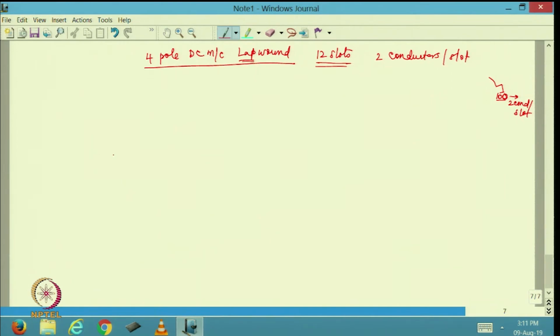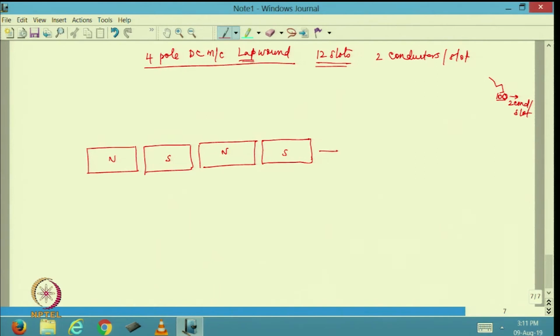So let me say maybe I am going to have a north pole like this. After that I am going to have a south pole. Again I am going to have a north pole. And I am going to have a south pole. Please understand, this is essentially stator. Whatever I am talking about is stator poles. Now I am going to have 4 poles and 12 slots. So there will be 3 slots per pole.